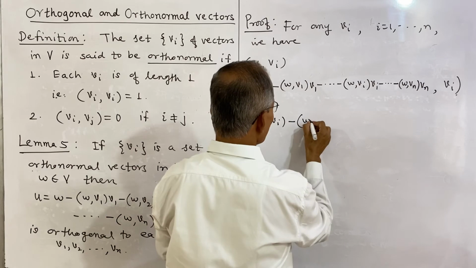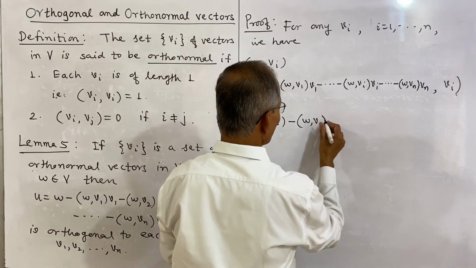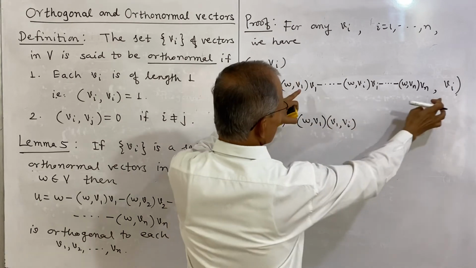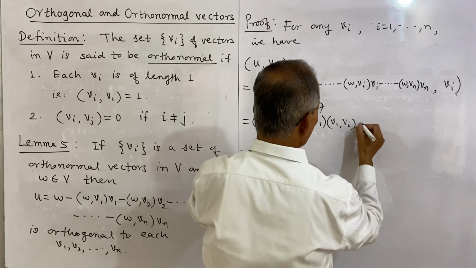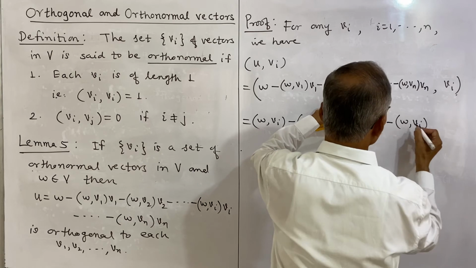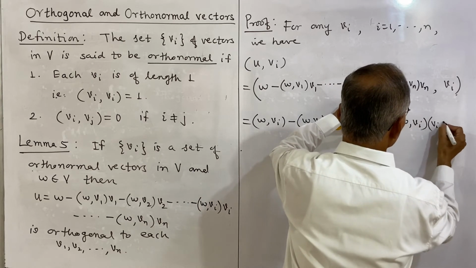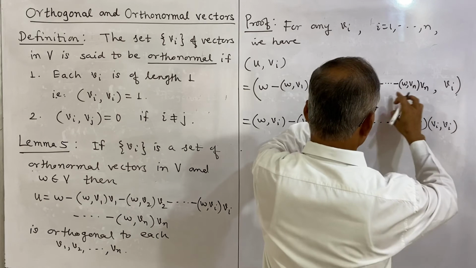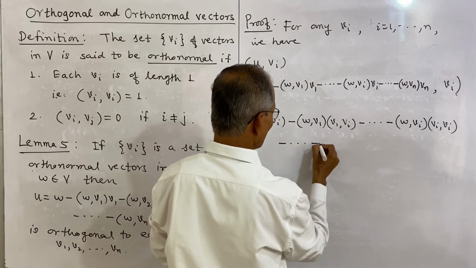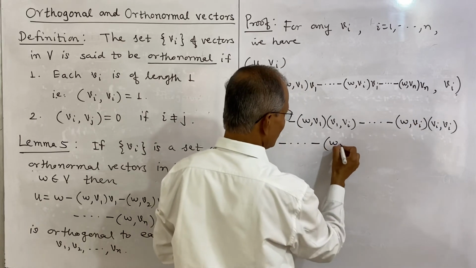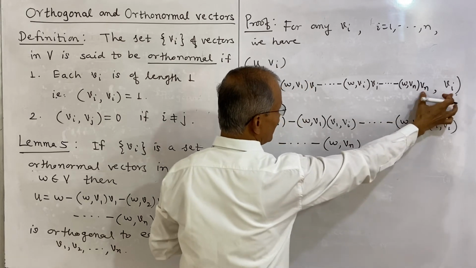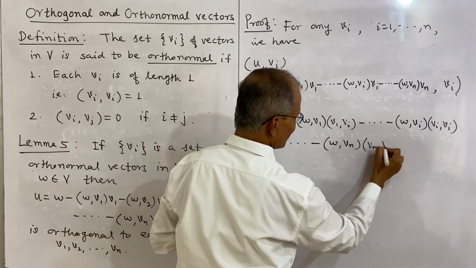So this will be inner product of w and v1 into inner product of v1 and vi. So that is the linearity property here, and minus, now here inner product of w with vi into inner product of vi with vi, this ith term we have written, intermediate term we have written, minus, that is continued, and what is the last term? This will be a constant, inner product of w and vn, and then inner product of vn and vi.